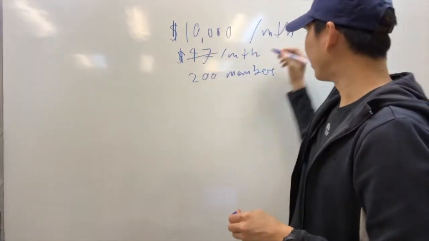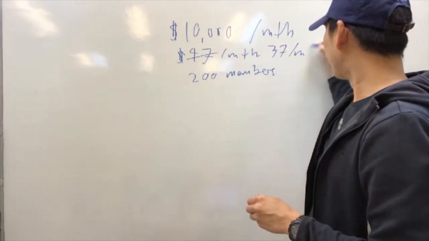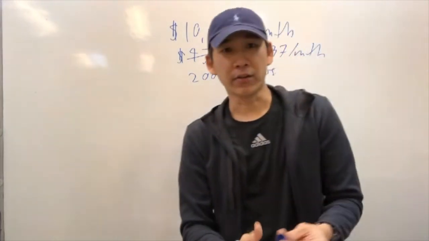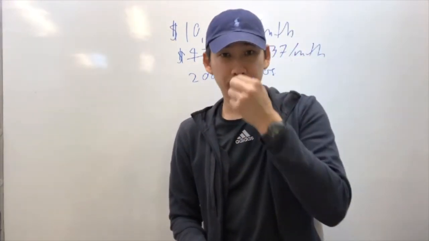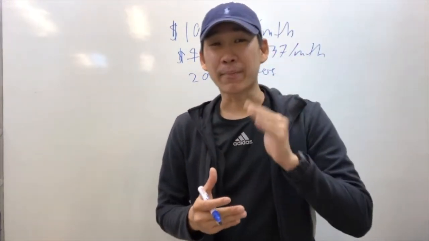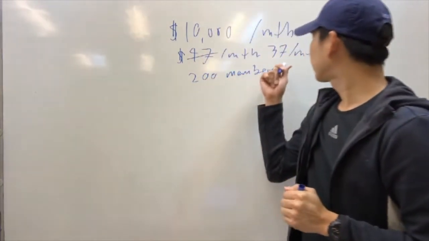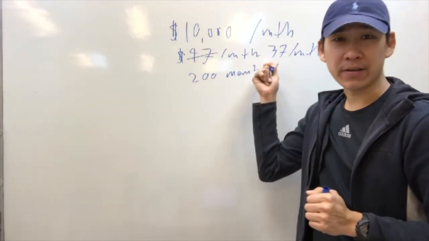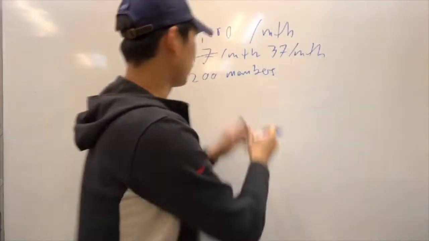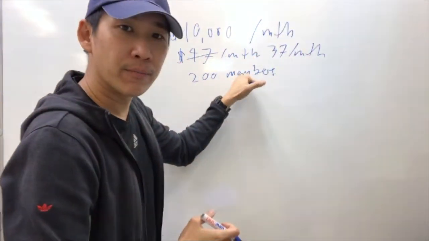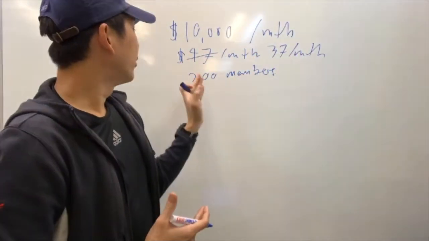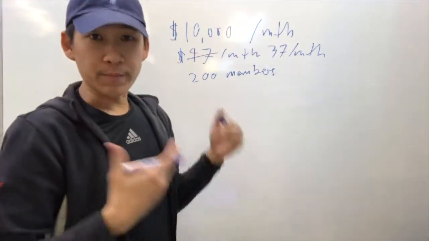I may go down to $37 per month, if $47 couldn't stand at that price point. So if I go at $37 per month, which means now I've got to have more members. At 200, I wouldn't be getting 10K.